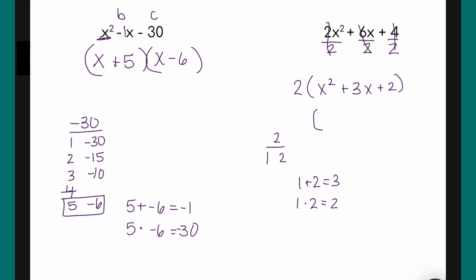So I set up my parentheses. My x squared gets split x and x. That 2 got split into plus 1 and plus 2. Don't forget your GCF out front. And there you go.